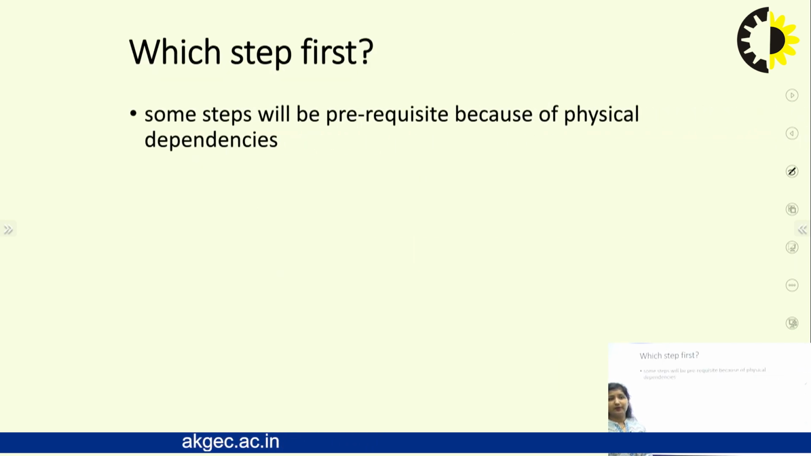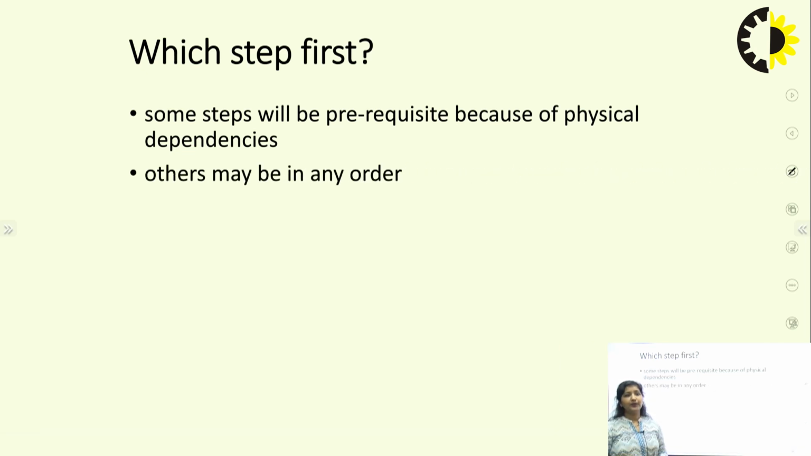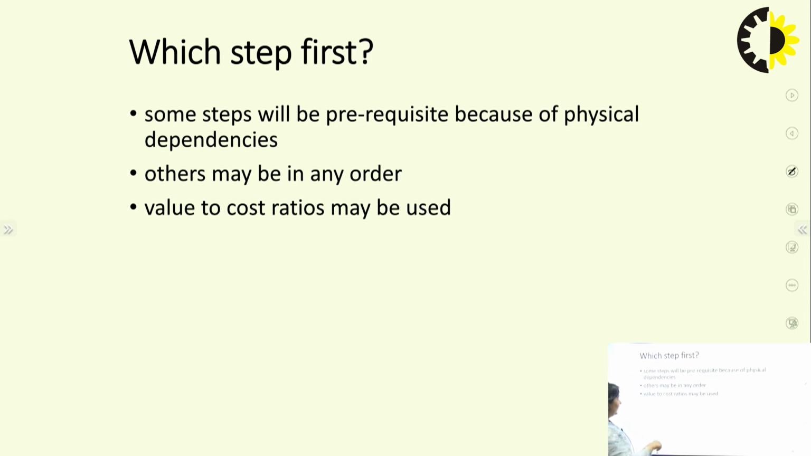Which step will be the first step? Some steps will be prerequisites because of the physical dependencies between each other, while others may be in any order. So we need to identify what will be the first step, what prerequisite step will be required, because the steps are dependent on each other. After identifying that particular prerequisite, we can have all other steps in any other order. Now, value to cost ratios can also be used in it.